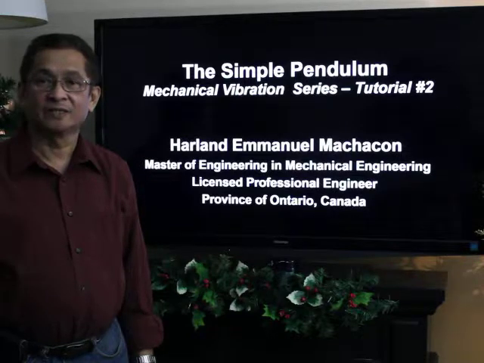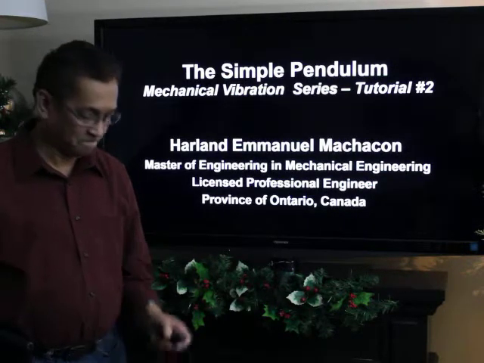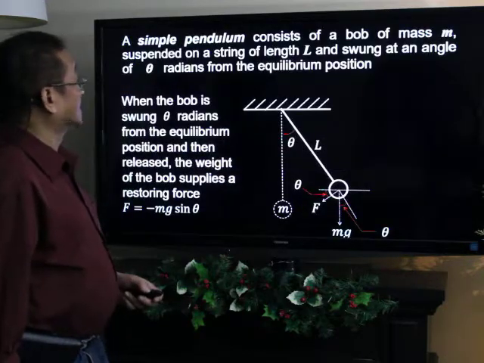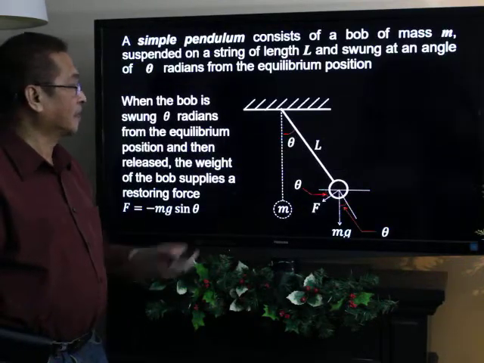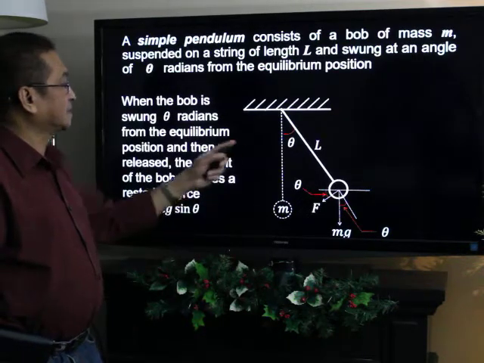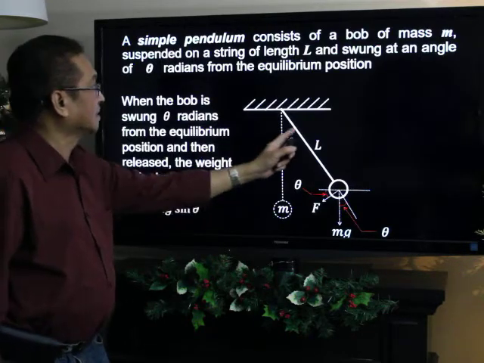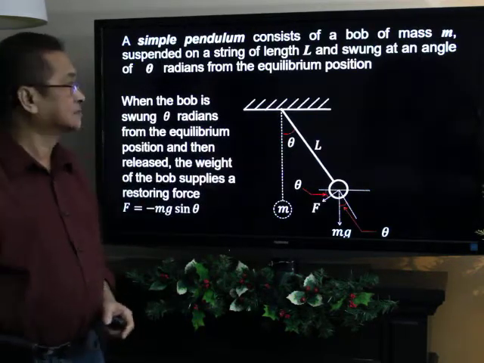Today, the topic I will discuss is the simple pendulum. A simple pendulum consists of a bob of mass m suspended on a string of length L and swung at an angle of theta radians from the equilibrium position.